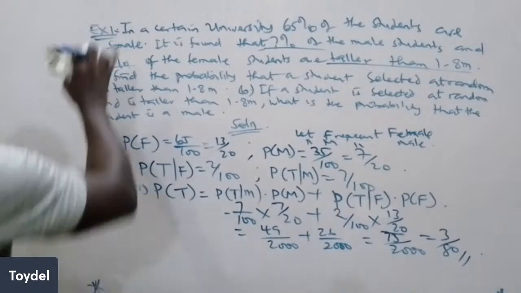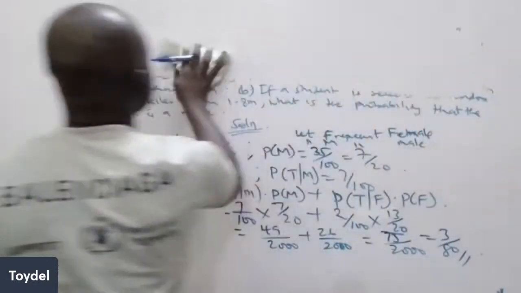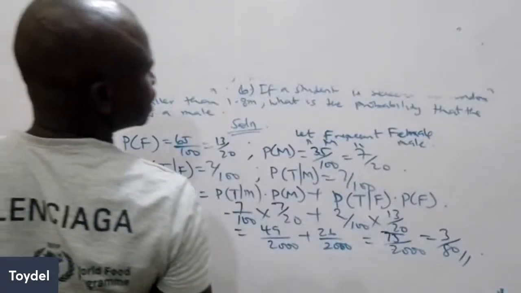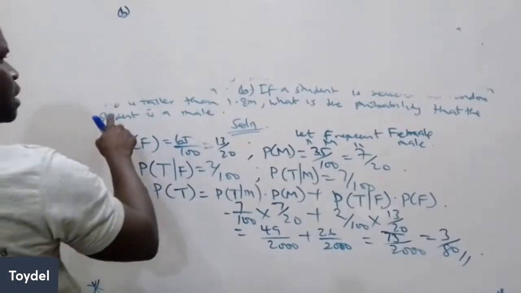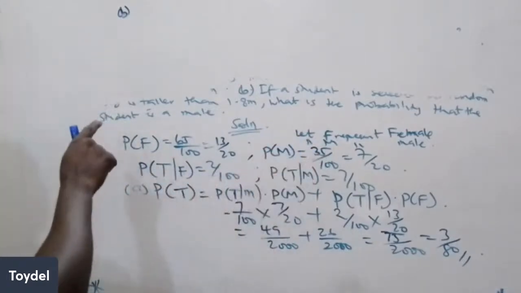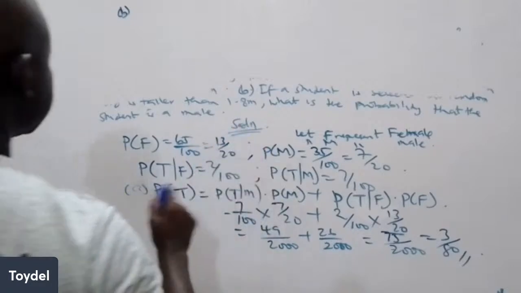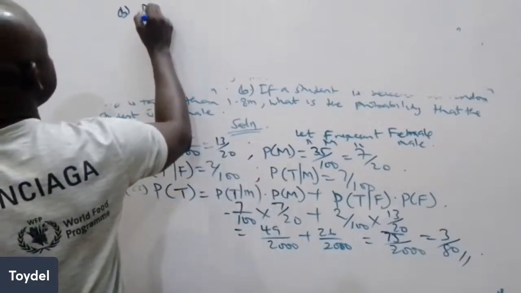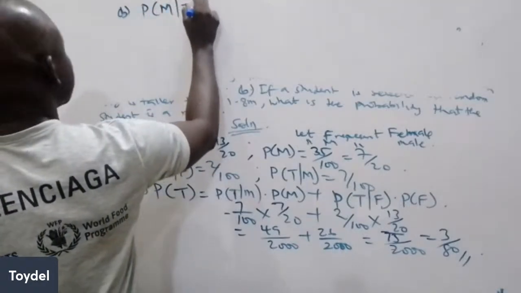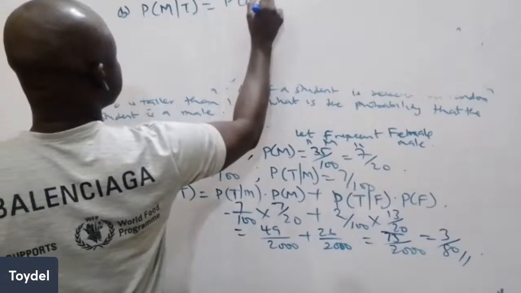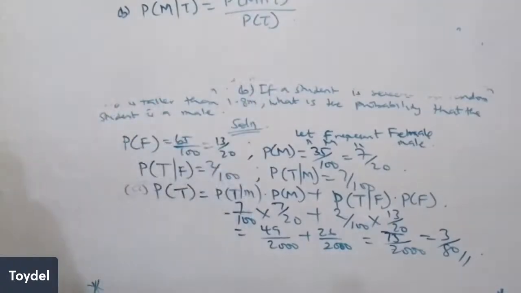Then we go to the second question. That second question, B, we are asked to find if a student is selected at random and is taller than 1.8 meters, what is the probability that the student is a male student? Probability of a male student that are taller will now be probability of M intersection T all over probability of T. That's what we are going to get.